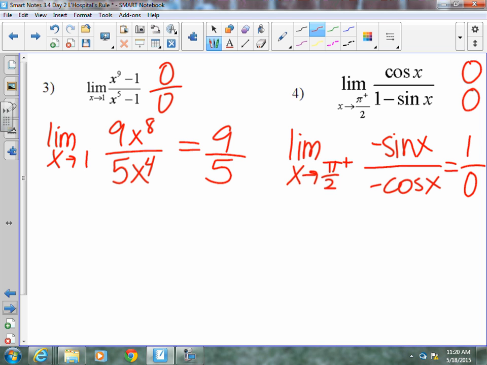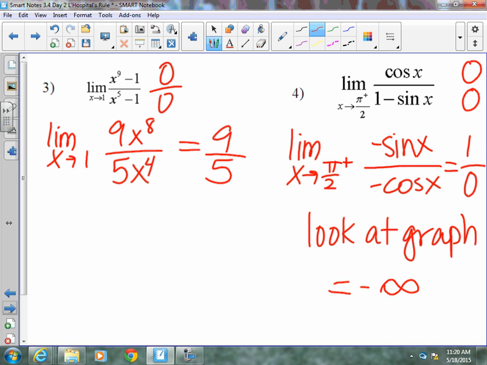At this point, if L'Hôpital's rule doesn't help, look at the graph of the function approaching pi over 2 from the positive side, and we'll see that this limit equals negative infinity. But L'Hôpital's rule is always a step you can try if they both approach infinity or both approach negative infinity.